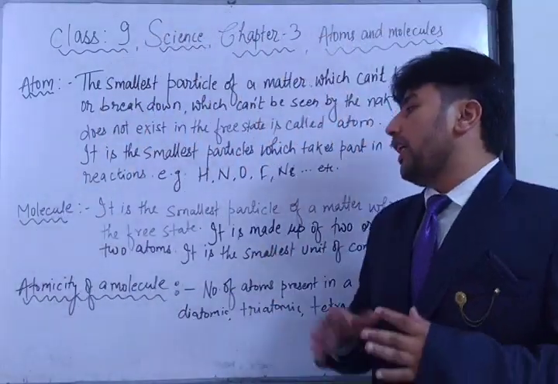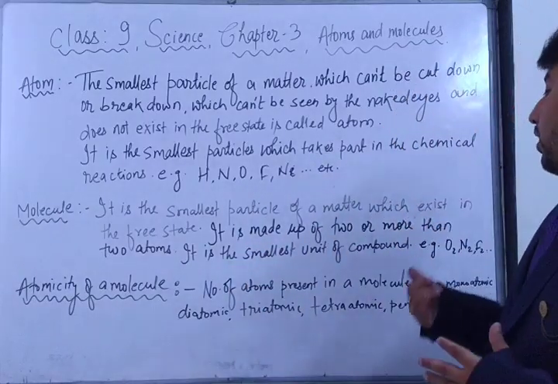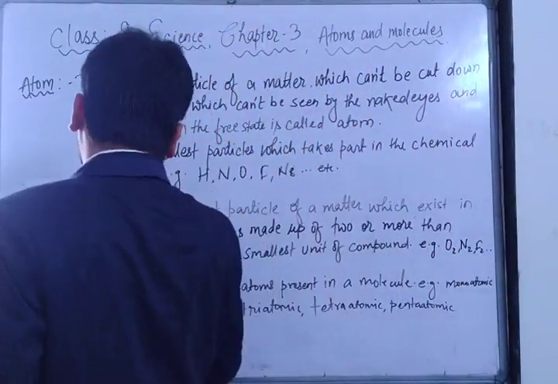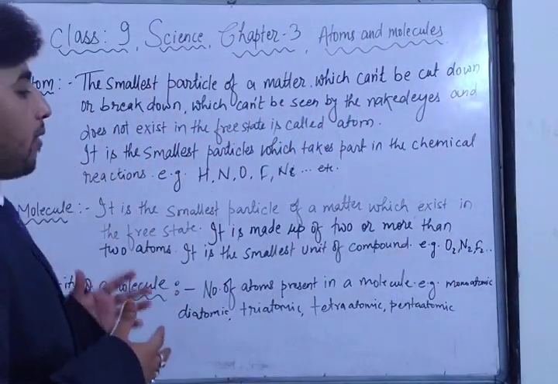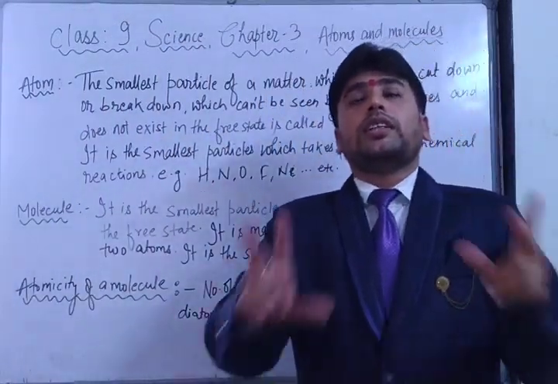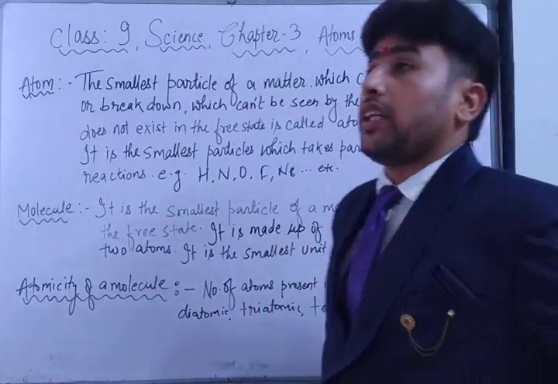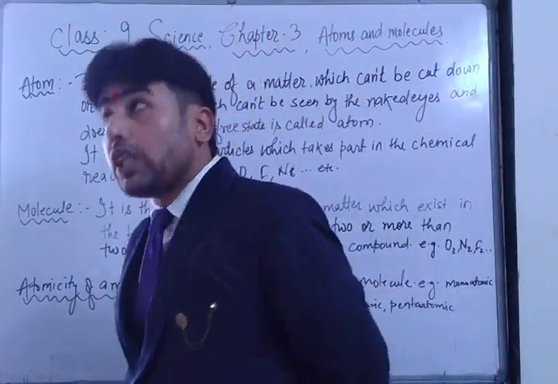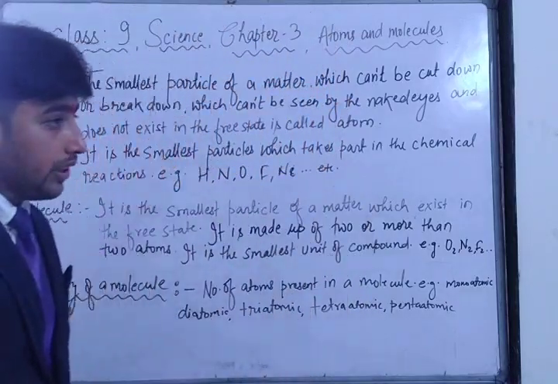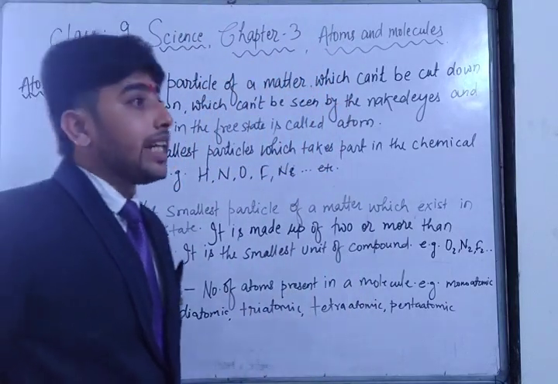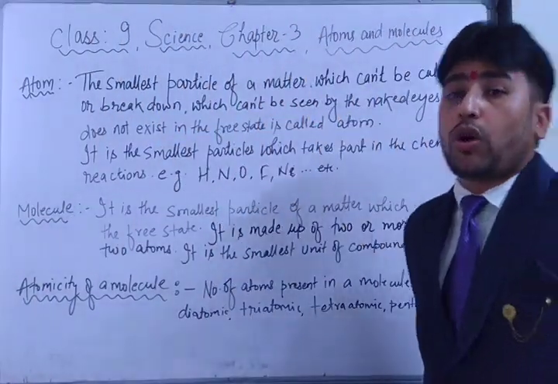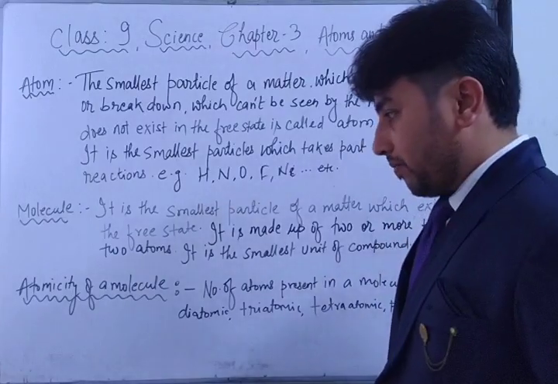Second is molecule. It is the smallest particle of a matter which exists in the free state. It is also made up of two or more than two atoms. It is the smallest particle of a compound, as for example O2, N2, F2, etc. Means there are two kinds of smallest particles. The smallest particle which exists in the free state is called a molecule, and the smallest particle which does not exist in the free state is called an atom.